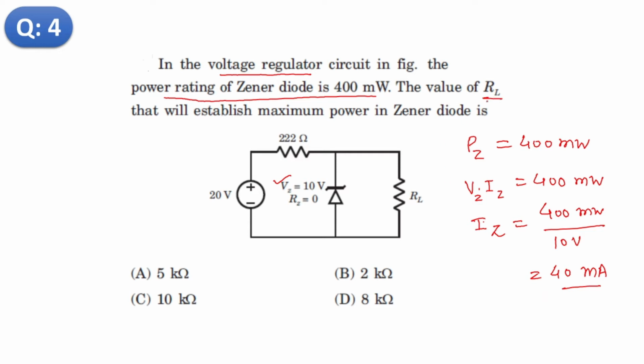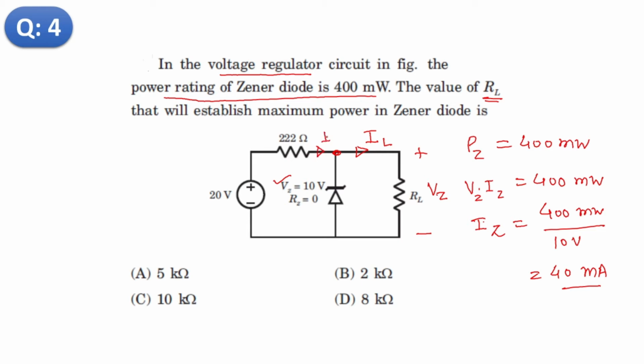We required the voltage across RL, which is equal to Vz, no problem with this, and the current through RL, which is IL, suppose. So we can calculate IL with this concept.